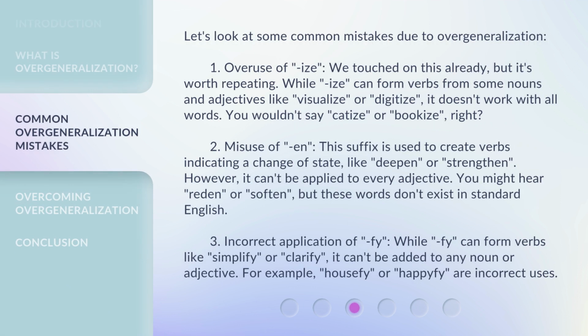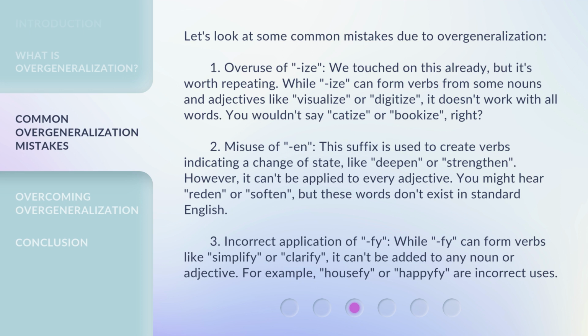Let's look at some common mistakes due to overgeneralization. 1. Overuse of "-ize." We touched on this already, but it's worth repeating. While "-ize" can form verbs from some nouns and adjectives like visualize or digitize, it doesn't work with all words. You wouldn't say catize or bookize, right?